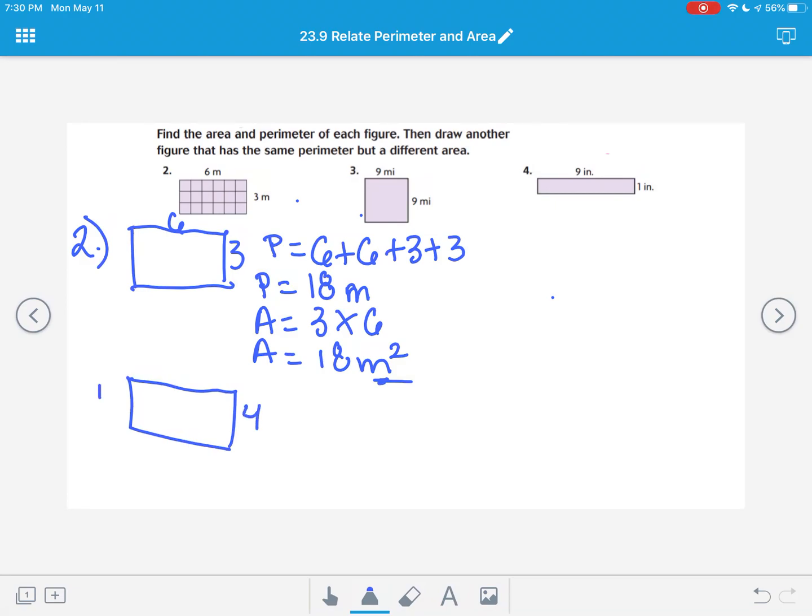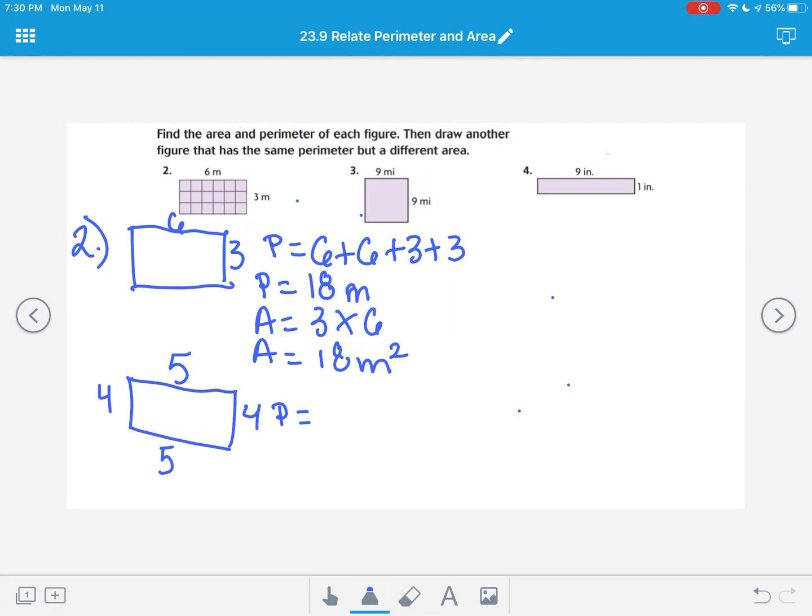So I'll make this side 4. That other side will be 4. So I have a total of 8 so far. I need 18 meters across for the perimeter. So that means I have 10 meters left. So that means I have 5 and 5 left.